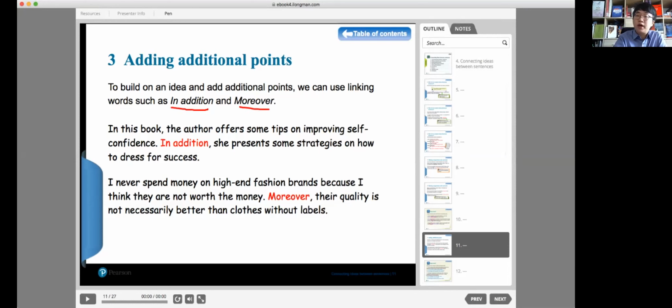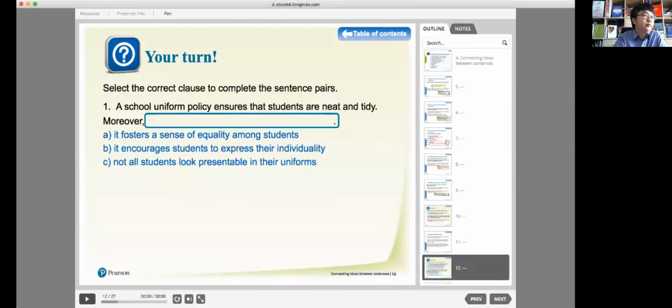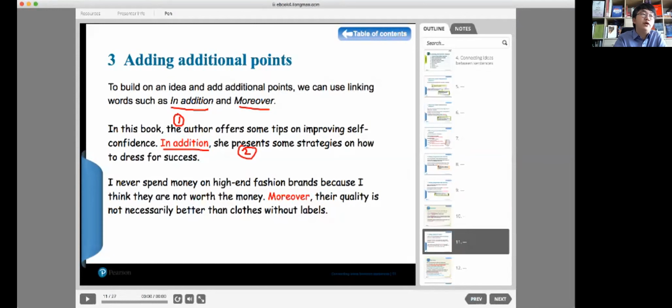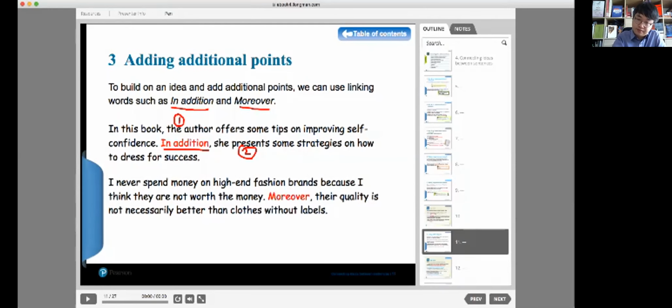Now look at two examples here. In this book, the author offers some tips on improving self-confidence. In addition, she presents some strategies on how to dress for success. So we can see in addition here, we use this connective to add an additional point. This is the first point: the author offers some tips. And the second point: the author also presents some strategies. So we use in addition here.